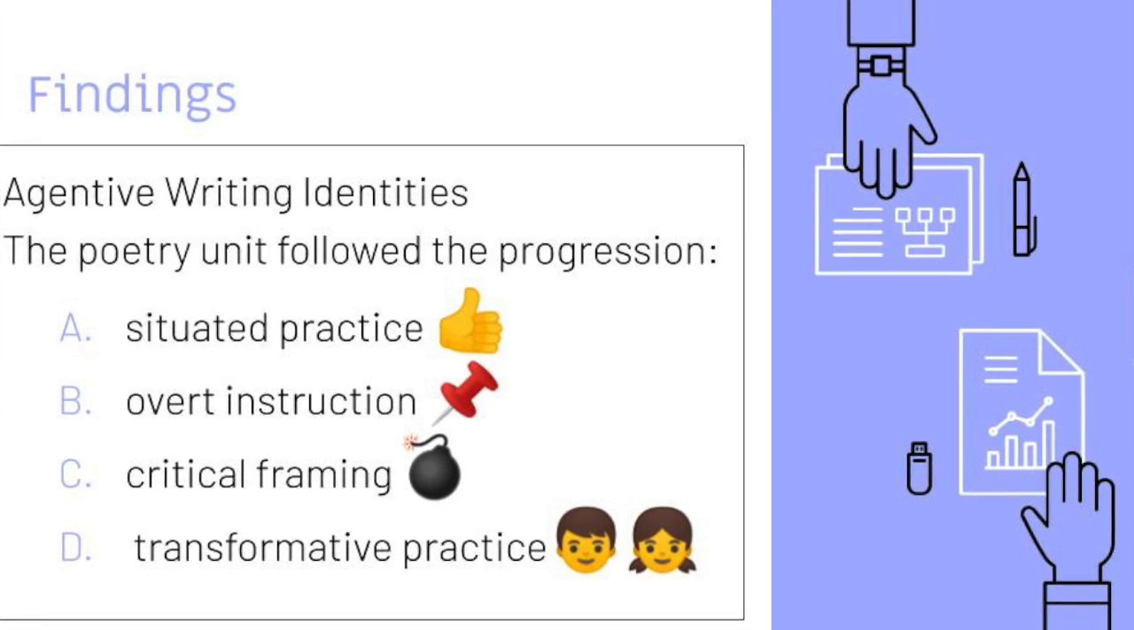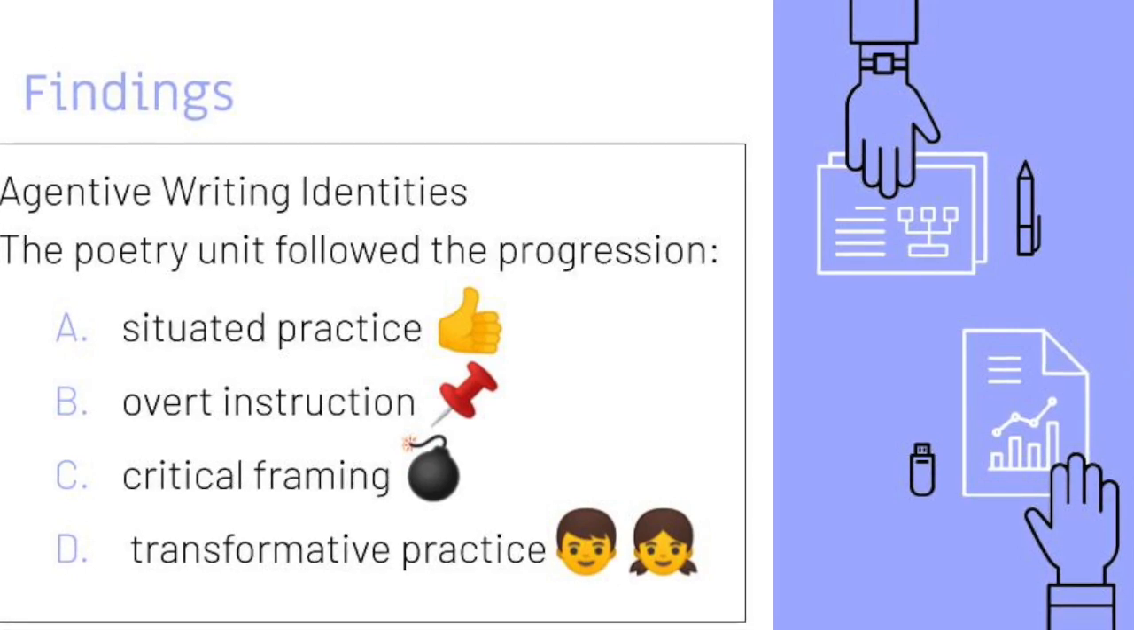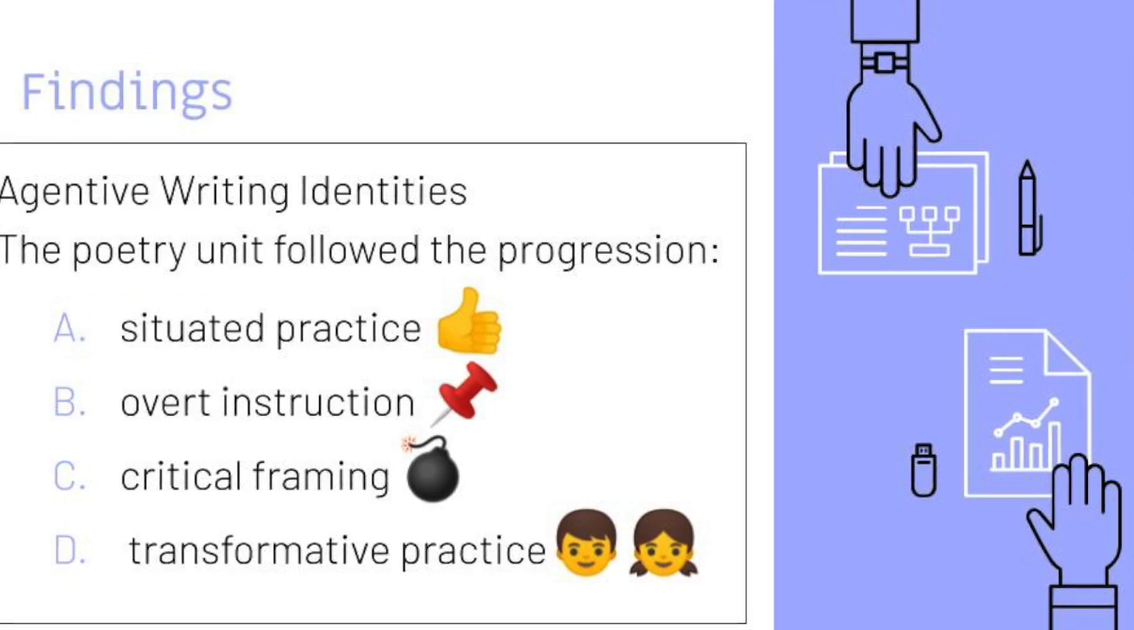The next part was the critical framing. This is where I put a bomb. This part bombed for the researchers, they said, because they ran out of time. The teacher had to prep the students for EQAO, so there was no time to go deeper into reflecting on the work they did and the writers they were becoming.